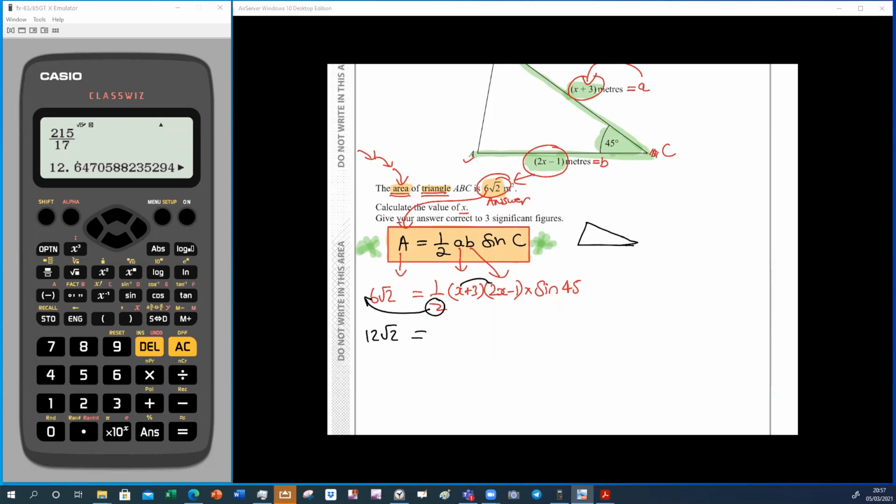x times 2x is 2x squared, and x times minus 1 is minus x, and 3 times 2x is 6x, and 3 times minus 1 is minus 3. Now, the sine of 45 should be a special number. So if you type in sine 45 on the calculator and close the bracket, what does it give us? Root 2 over 2.